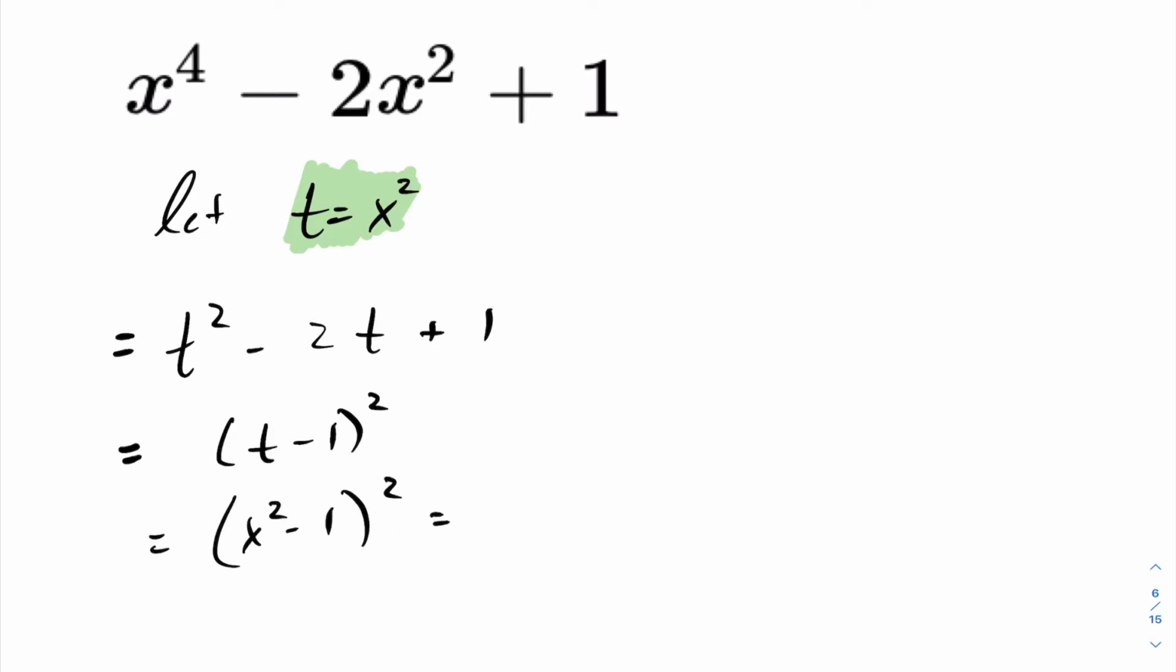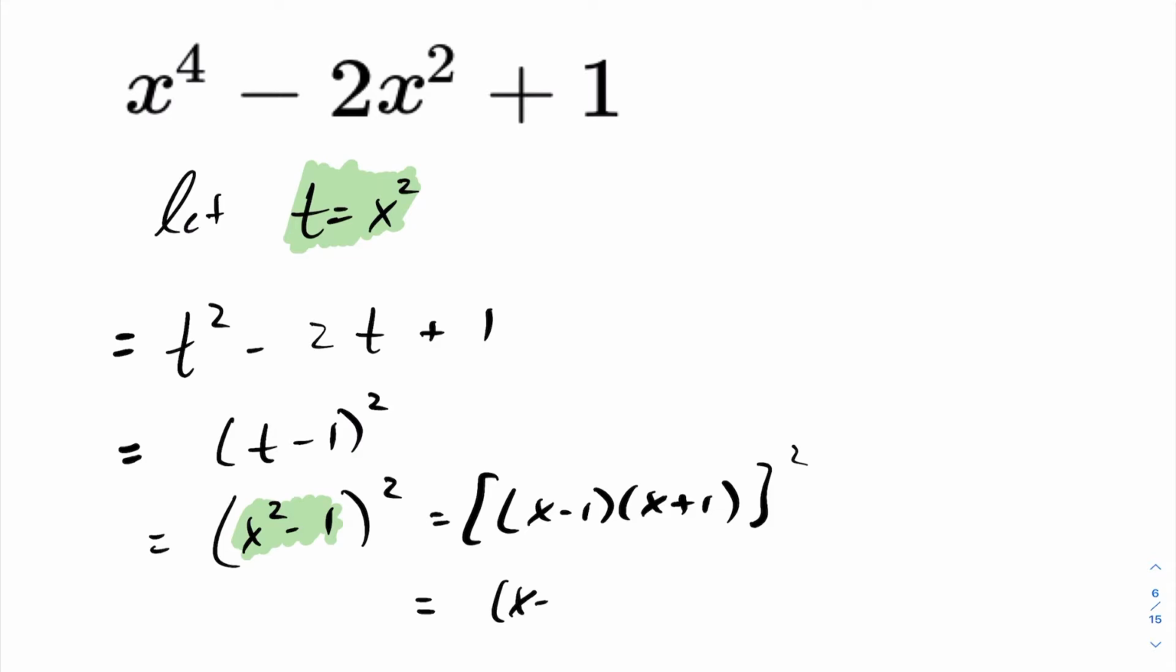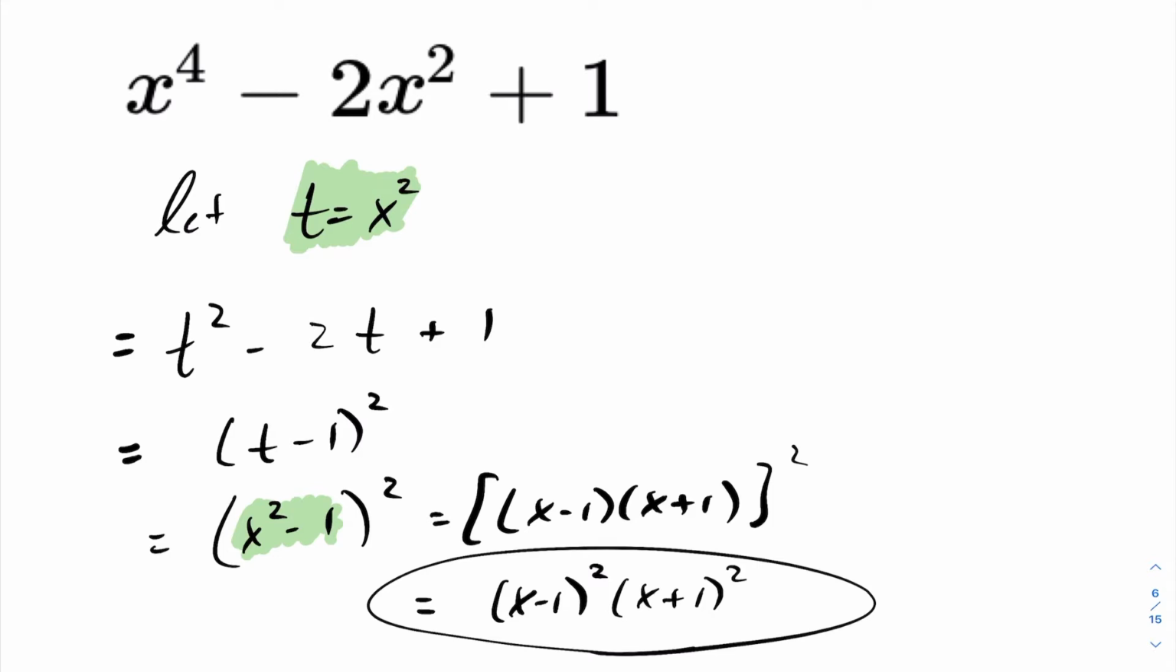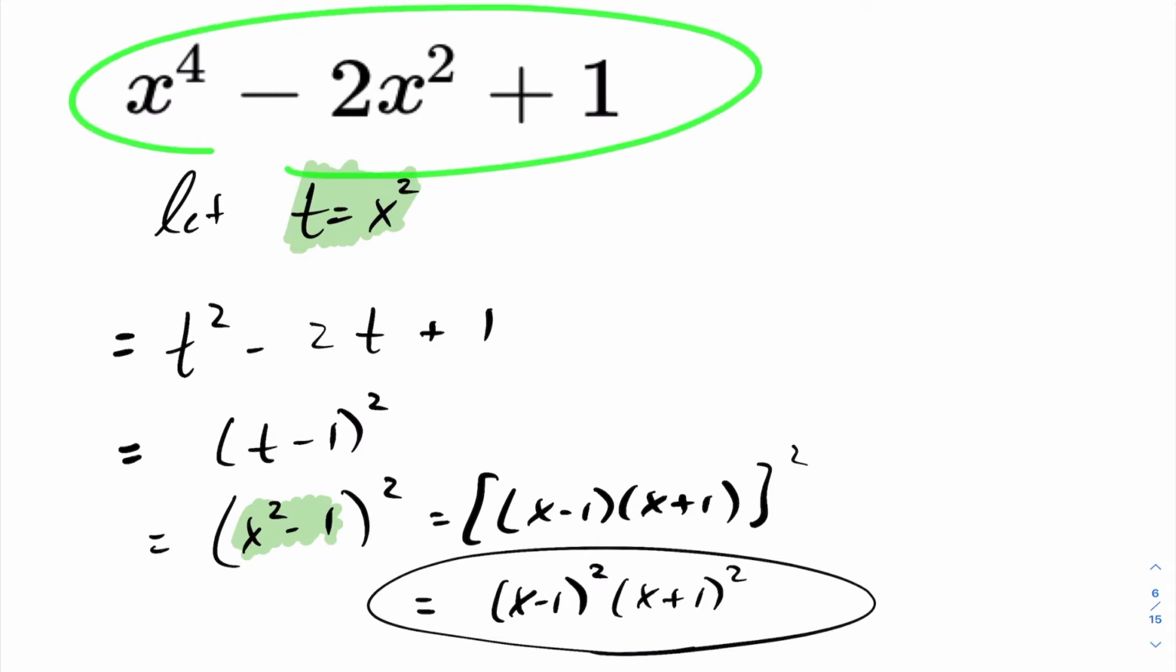And now you can see here we have a difference of squares inside the brackets. So we can factor this again. This becomes x minus 1, x plus 1, the entire expression squared. And distributing that power of 2, we get x minus 1 squared times x plus 1 squared. So therefore, our degree 4 polynomial will factor into x minus 1 quantity squared times x plus 1 quantity squared.